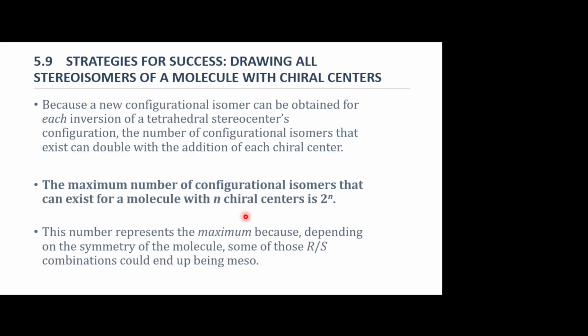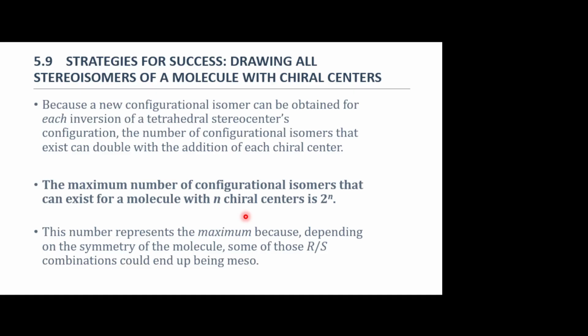Okay, so what are some of the drawing strategies for success when we're trying to figure out all the stereoisomers of a molecule with chiral centers? A new configurational isomer can be obtained with each inversion of a tetrahedral stereocenter. The number of configurational isomers that exist can double with the addition of each chiral center. And so we do 2 to the power of n, 2 being that it has 2 options, and n being the number of chiral centers.